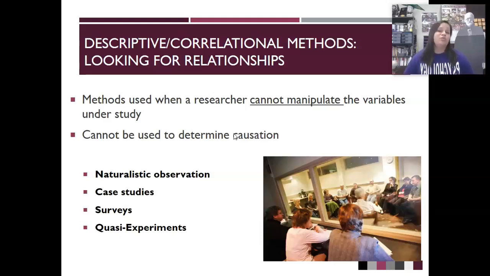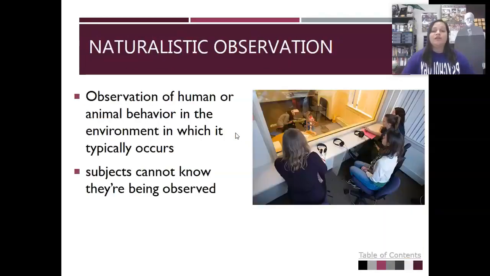For example, we can't determine that something like a chemical in the brain causes anxiety. This is not an experiment. Instead, we can observe behaviors and make connections about patterns and then theorize about different ways to do things that could change their behaviors. The first of these is naturalistic observation.